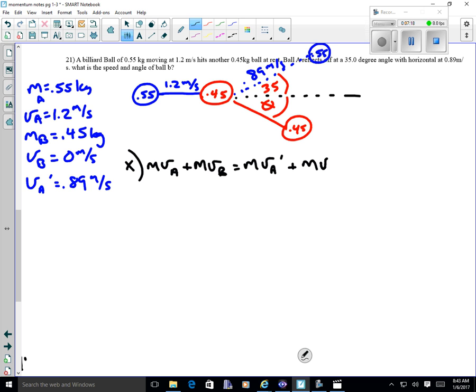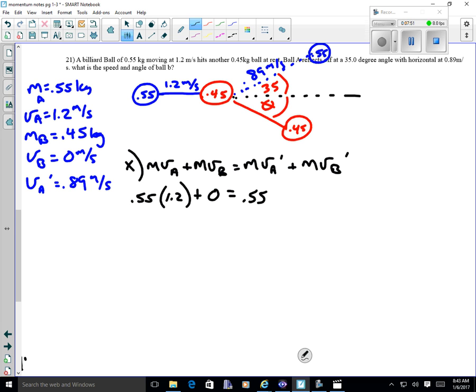For ball A, I'm going to have 0.55. It was moving at 1.2. How fast was ball B moving before they hit? How fast was it moving? 0. So I can just go ahead and put a 0 right here. Ball A in the x direction still had a mass of 0.55, but in the x direction it was not going 0.89. It was going whatever this side of the triangle is.